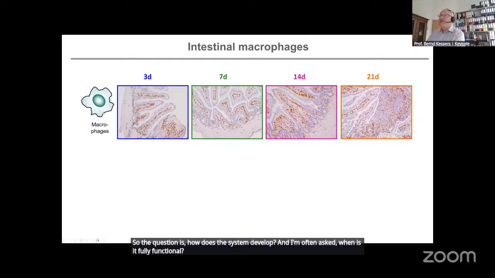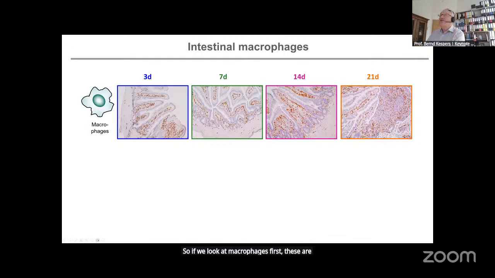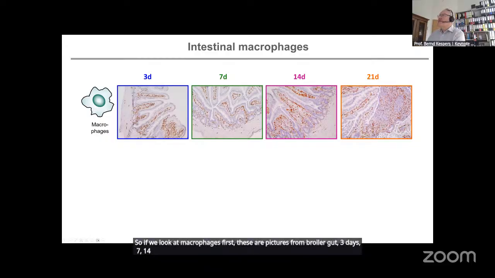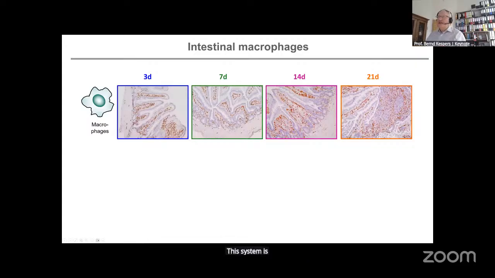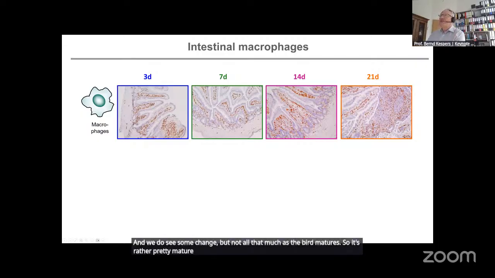So if we look at macrophages first, these are pictures from broiler gut, 3 days, 7, 14, 21 days after hatch. And you can see that there's already a huge number of macrophages sitting in the lamina propria right after hatch. This system is basically functional at hatch. And the macrophages can phagocytose pathogens or foreign particles and eliminate those very efficiently. And we do see some change, but not all that much as the bird matures. So it's rather premature at hatch.